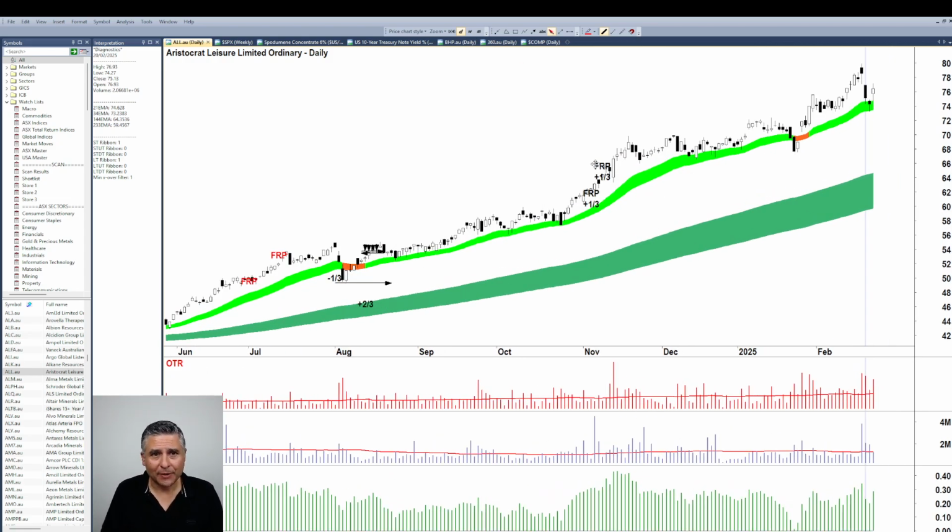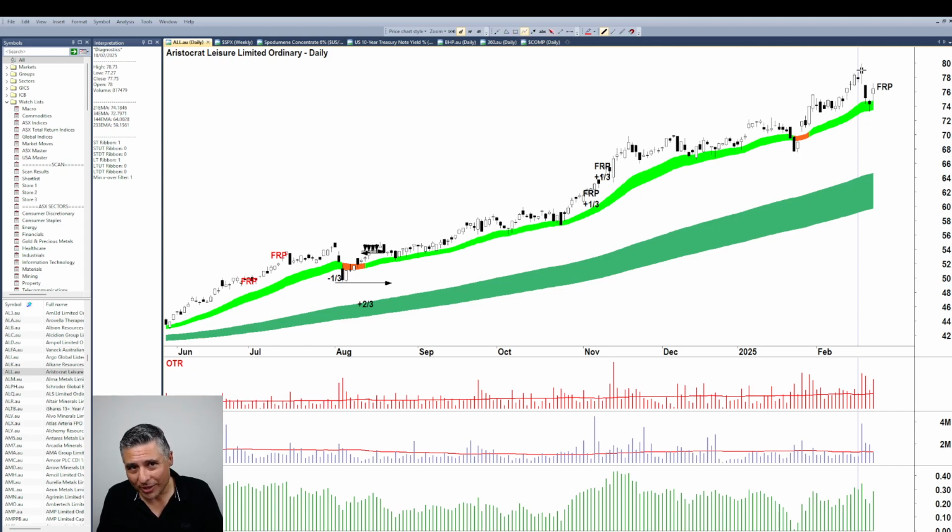I'm happy to go FRP. Obviously not going to add risk on the last candle because it didn't close at the high. If it did, I might consider it. But I probably also wouldn't consider it just on the basis that there's a big supply push here that would just keep me back until I saw a little confirmation.